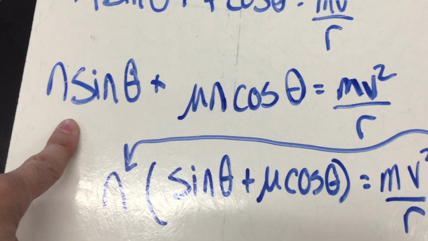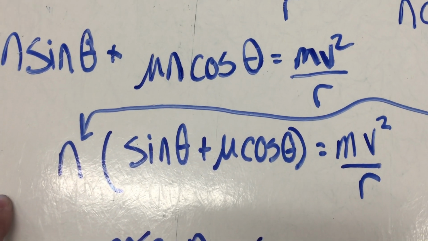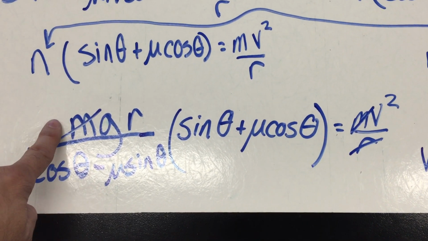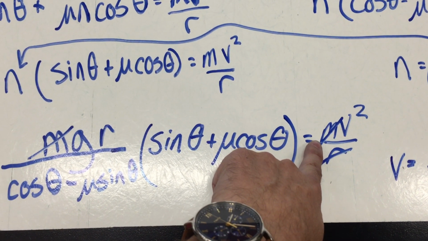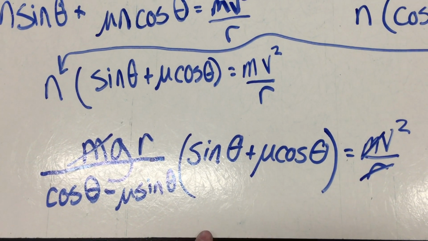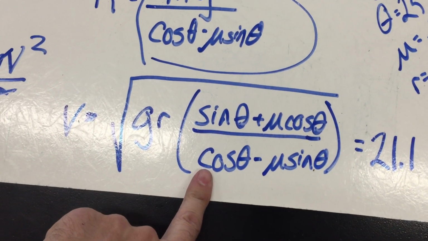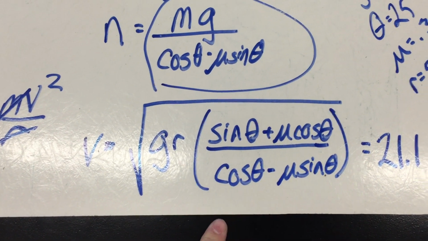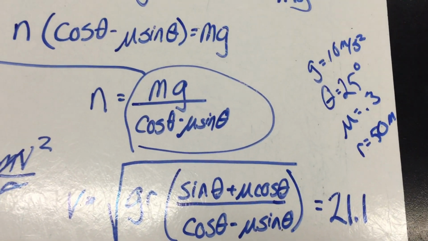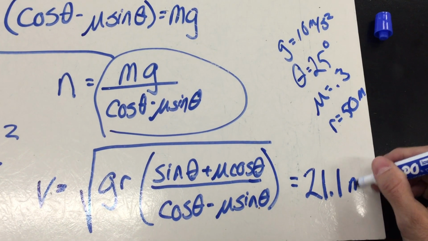What I've done in this particular step is factor out the normal force from the expression on the left. When we make this substitution, we can see that the m's will cancel out, and then I will multiply both sides by r. And then in order to get the speed, of course, I will just take the square root of all that lovely mess. When you substitute your values in, you will get 21.1 meters per second.